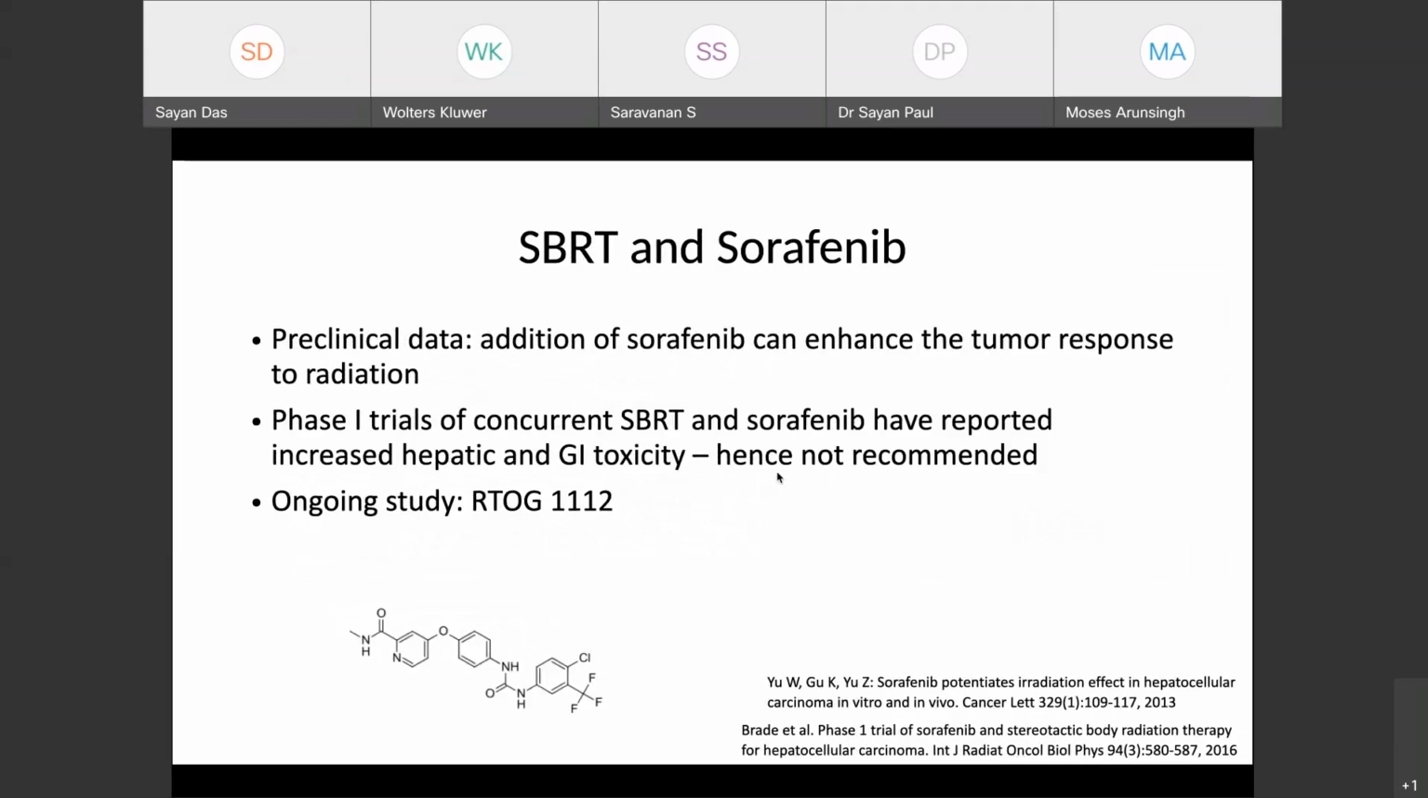What about adding systemic therapy? Preclinical data showed that adding sorafenib can enhance the tumor response, but it's pretty toxic and not routinely recommended. The RTOG study is trying to answer this question. There is again no robust evidence for adding SBRT along with immunotherapy or VEGF inhibitors. However, trials are ongoing.